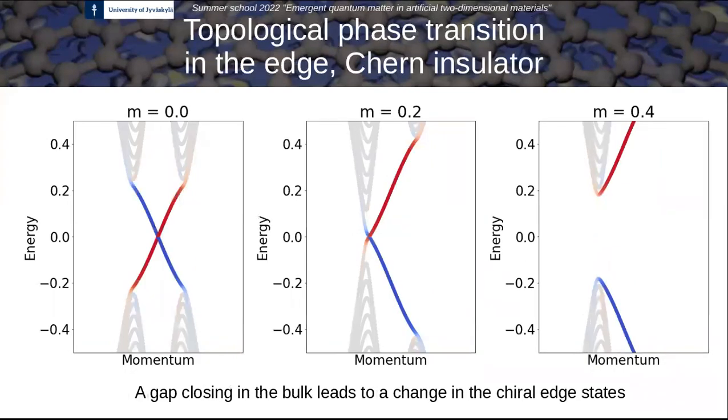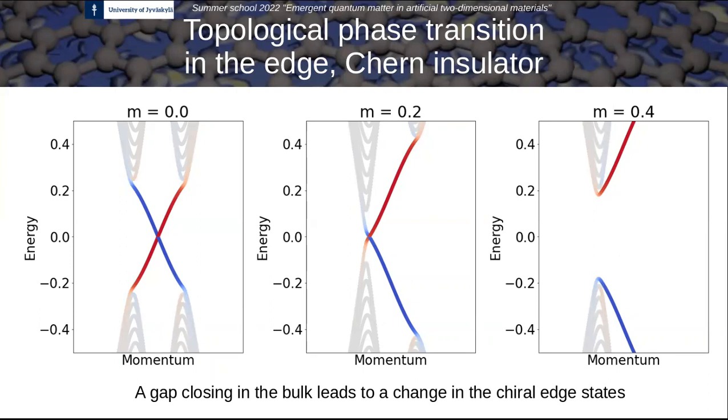All right, great. So this was in the bulk. So let us now see what happens at the edge. So here, what I'm showing you is the electronic structure of a ribbon with those very same parameters. So before was the bulk spectra, now was just the ribbon spectra with the same Hamiltonian. And you see that when you are in the topological phase, you have your chiral states. So red is one edge, blue is the opposite edge. So you have one state per edge.